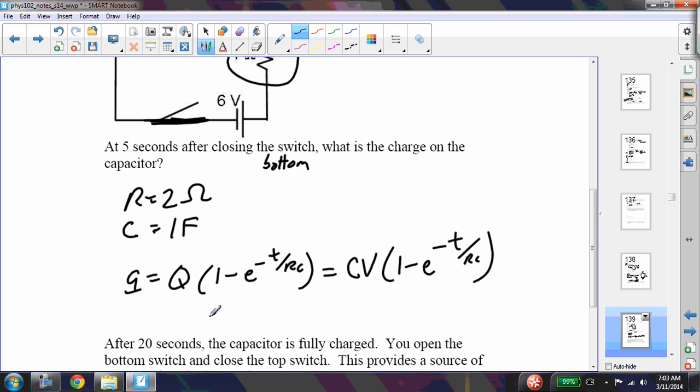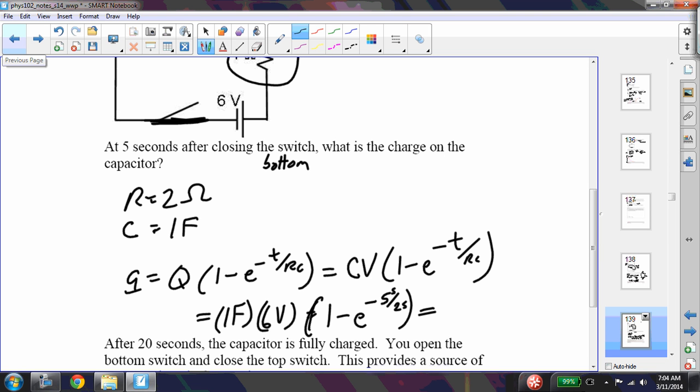Now let's put in some numbers here. The capacitance is 1 farad. The voltage on that battery is 6 volts times 1 minus e to the minus 5 seconds divided by R times C, which is going to be 2 seconds. So you should practice with your exponential function, but e to the minus 5 over 2, I get as 0.0821. So you can try on your calculator e to the minus 2.5 equals 0.0821.